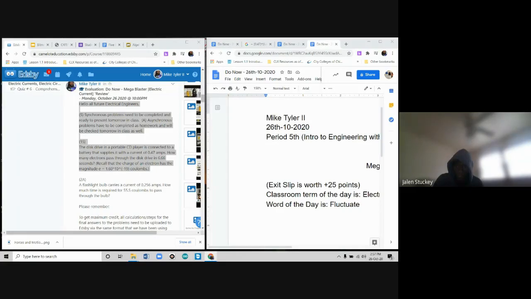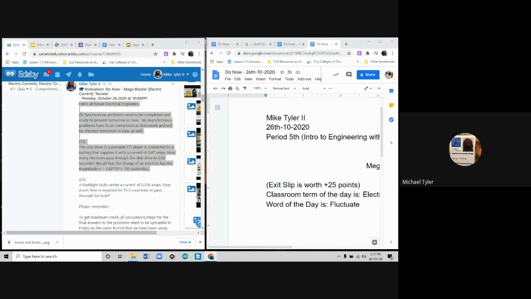Hello, I put your instruments. Secret problems need to be completed and ready to present tomorrow in class. ACES problem has to be completed as homework, as homework can be checked tomorrow in class as well.